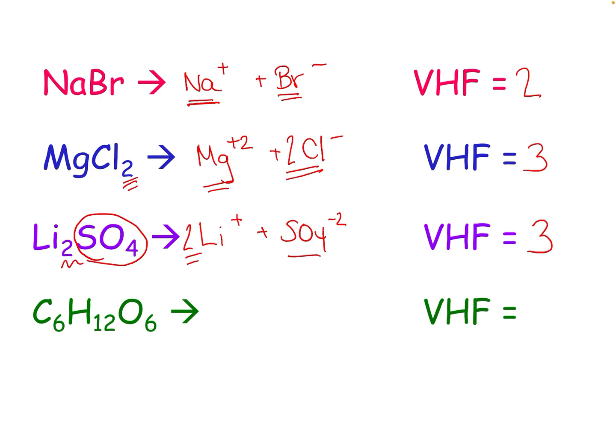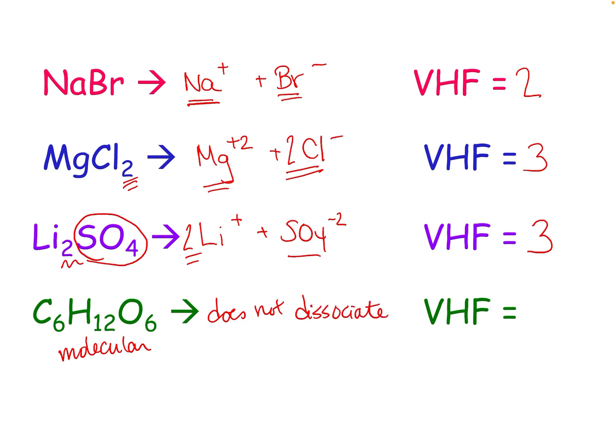This last one, glucose, is not ionic. This is molecular, which means covalently bonded, and so it will not dissociate. It's not going to break apart into any ions. So instead of writing down any kind of ions, which it doesn't have, we'll say does not dissociate.